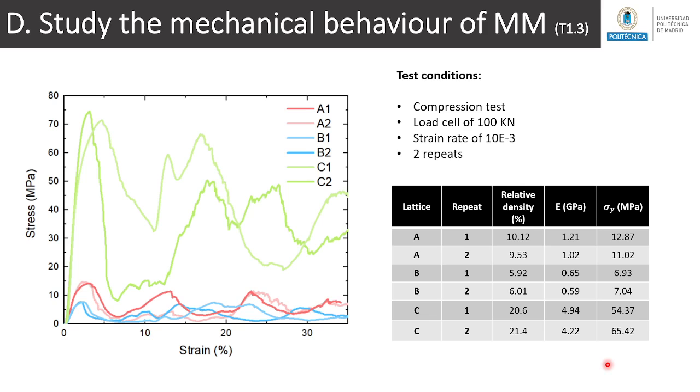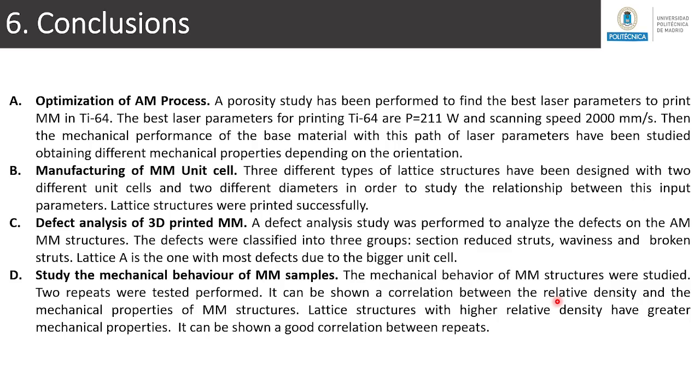The last step was a study of the mechanical behavior of metamaterials. We performed a compression test for each lattice structure, obtaining these results. We can see that lattice C is the one with the best mechanical properties and higher relative density, while lattice B is the one with the worst mechanical properties.